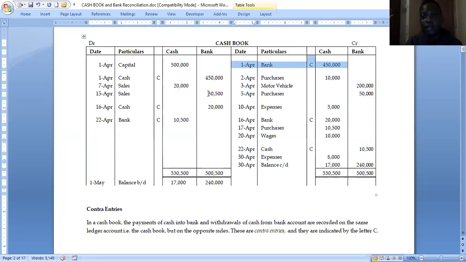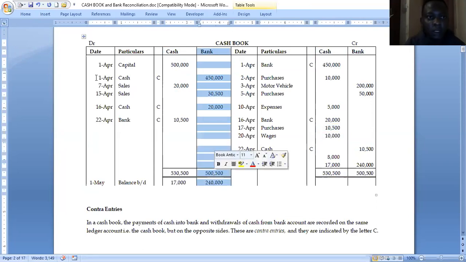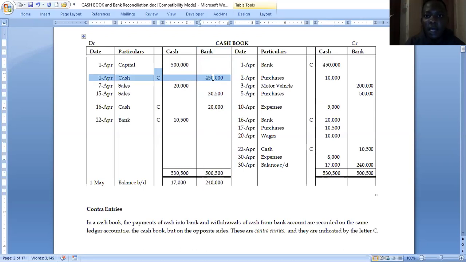You've seen that. So the same transaction is posted in the same cash book. We credit the cash account by 450,000 shillings, and then in the same cash book, we debit the bank account. So you'll notice that the credit is in the cash column, on the debit it is in the bank column. So this entry is what we refer to as a contra entry. And as you can notice, it's highlighted with the letter C to indicate a contra entry.